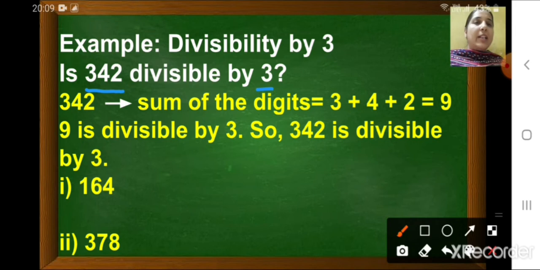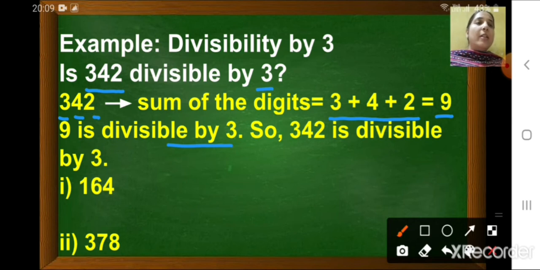So for finding the sum, what will we do? We will add 3 plus 4 plus 2. That we have written here, 3 plus 4 plus 2, which will give you 9. And 9 is divisible by 3, isn't it? So it shows that this number 342 is divisible by 3.